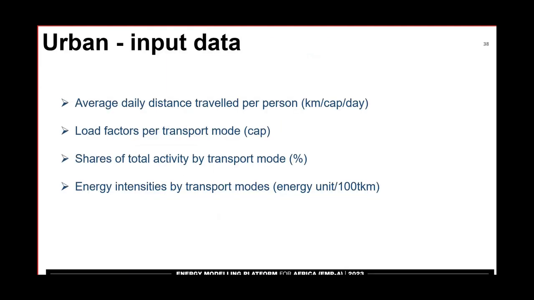So let's look now at the urban transportation. For the urban transportation, we have a similar kind of parameter that we have to provide. We have to provide the average daily distance traveled per person, the load factor per transport mode, and also the share of total activity by transport mode. And of course, the last parameter, there is a mistake here, I will correct it: that is the energy intensity per transport mode, that is energy unit per 100 passenger kilometer, not 100 kilometer.